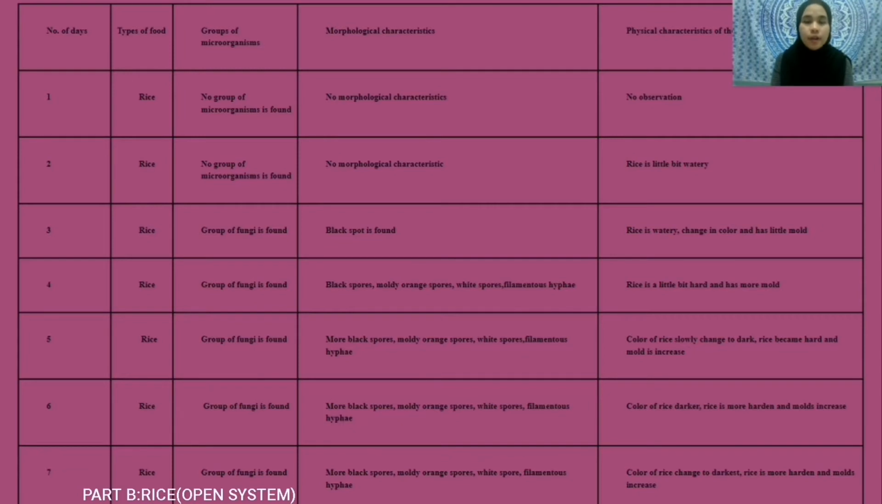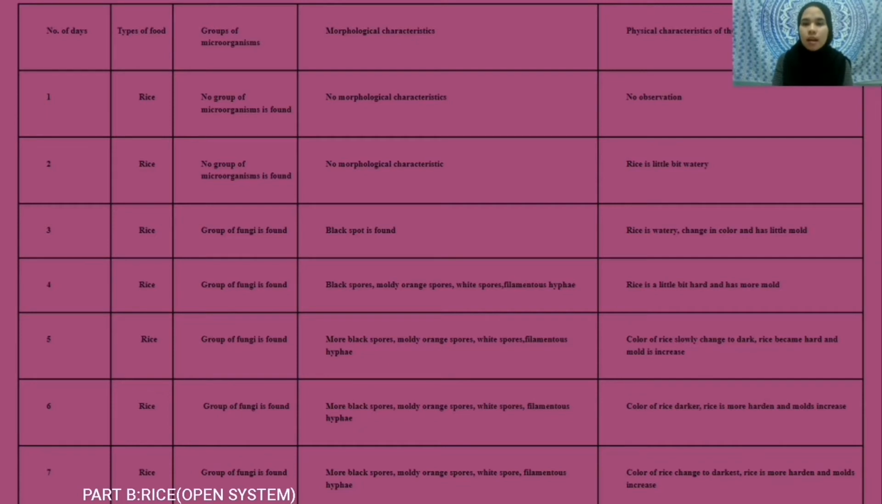Okay, on the first day, there are no observations. For the second day, the rice is a little bit watery. On the third day, the rice is watery, changes in color, and has a little mold, which is a black spot. On the fourth day, the rice is a little bit hard and has more mold, which is black spot, moldy orange spot, white spot, and filamentous hyphae.